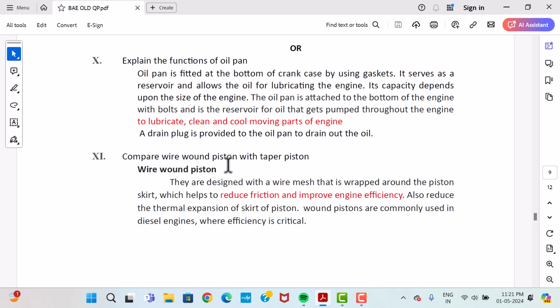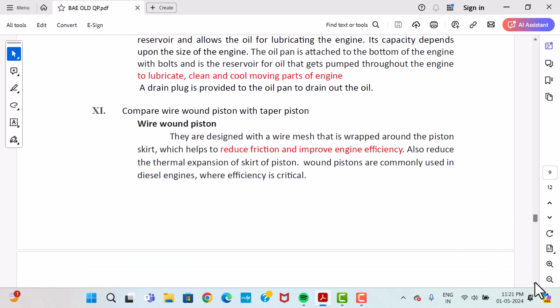11th question: compare wire-wound piston with the taper piston. So there are different types of pistons. That is like a camground piston, taper piston, wire-wound piston, etc. Here the question is to compare wire-wound piston with the taper piston. So wire-wound pistons are designed with a wire mesh that is wrapped around the piston skirt. So this wrapping of the wire-wound piston is about the skirt.